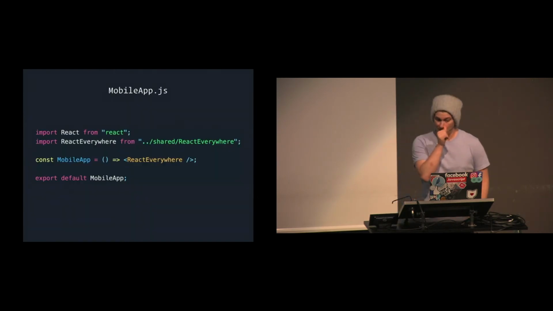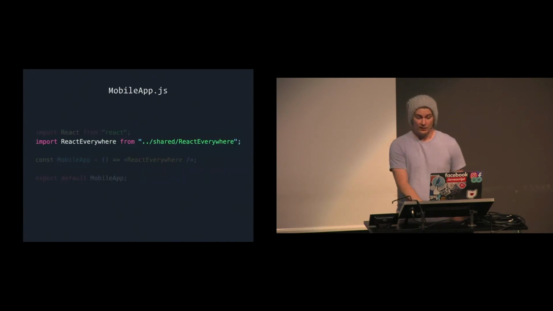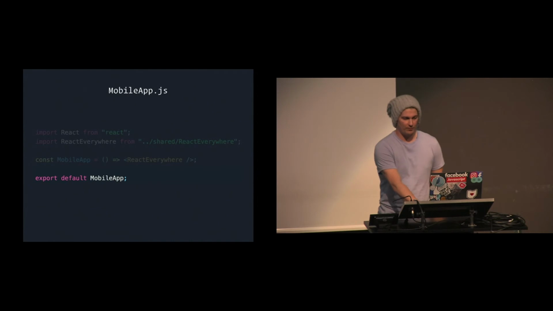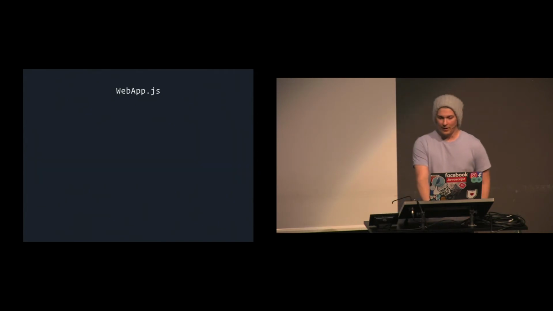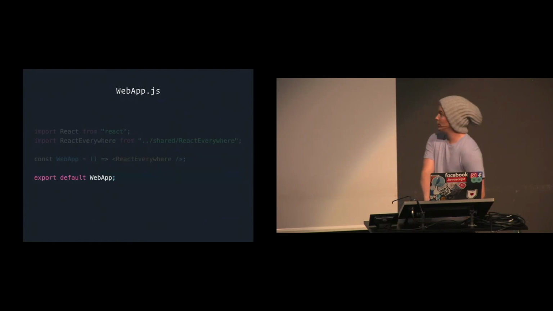First, the mobile app. This is just your Expo App.js. We can import React, import our shared component React Everywhere, just render the React Everywhere component, and export it. And then in the web app, we'll do the same thing. We'll import React Everywhere, and export the component.